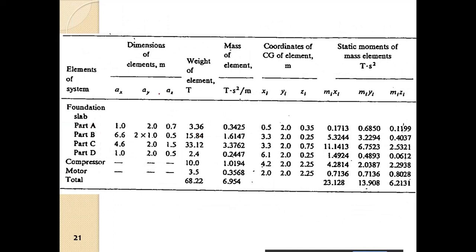So here you see, the dimensions of the elements are found out, the weights of the elements are found out, and these are the coordinates of the CGs, and these are the static moments about those CGs.